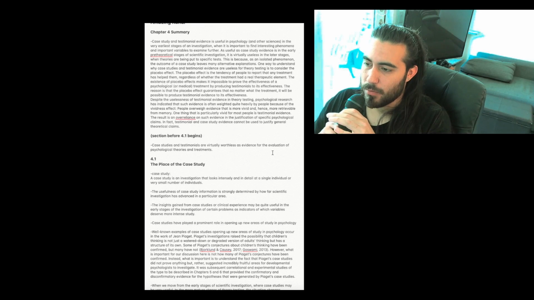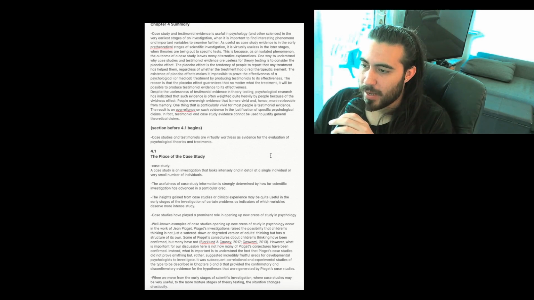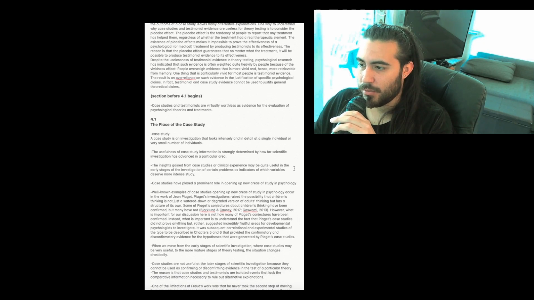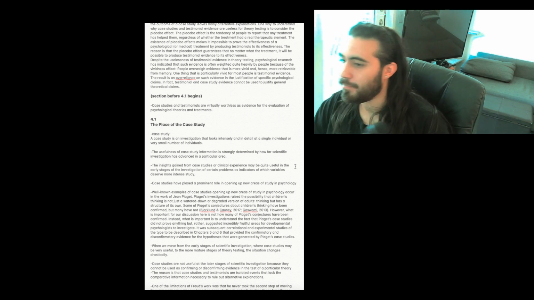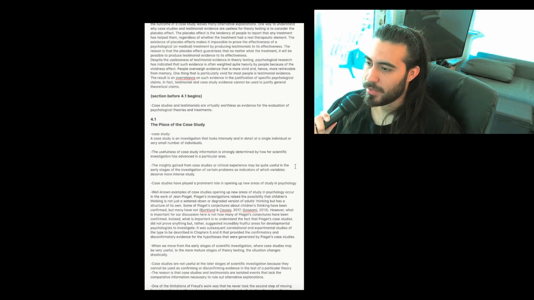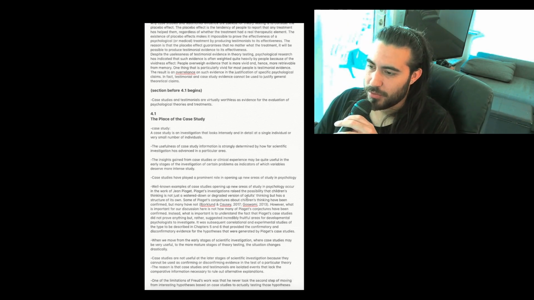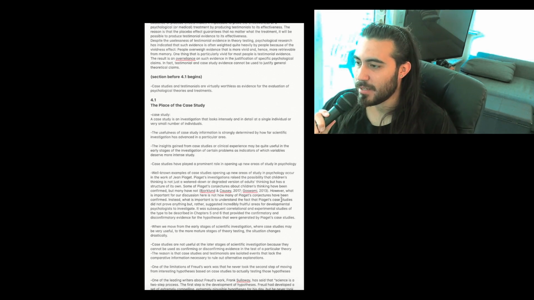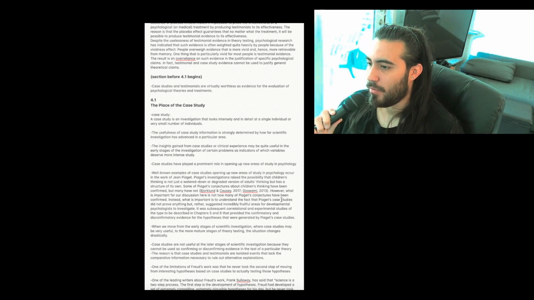So the section before 4.1 begins: Case studies and testimonials are virtually worthless as evidence for the evaluation of psychological theories and treatments. Section 4.1, the place of the case study. Definition of case study: A case study is an investigation that looks intensely and in detail at a single individual or very small number of individuals.